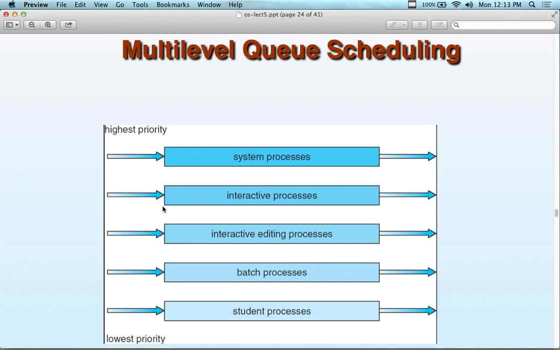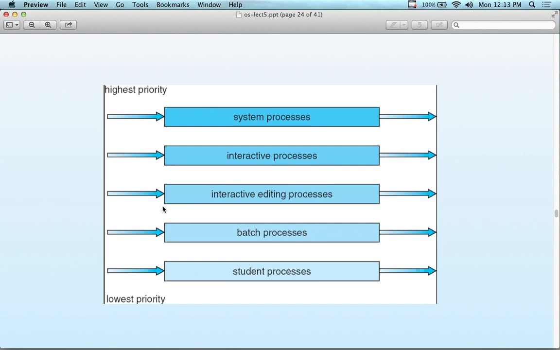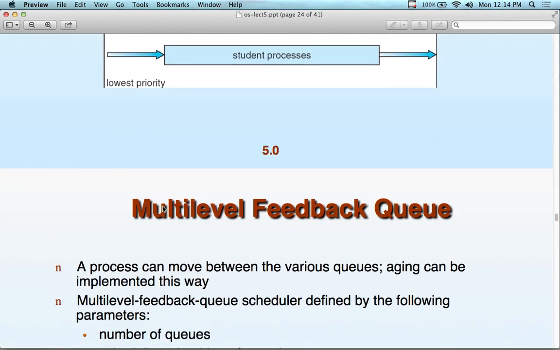Multi-level queue scheduling. So you have high priority to low priority queues. You're going to do multi-level scheduling. So system processes are pretty high. Interactive processes are pretty high. Otherwise, it makes the system non-productive, non-responsive. Interactive editing processes, batch processes, and then down on the bottom we have student processes. Actually, if this were looking at a user mode, the students would be the user mode process. So it's going to be pretty low. User mode gets pretty low processing queues.